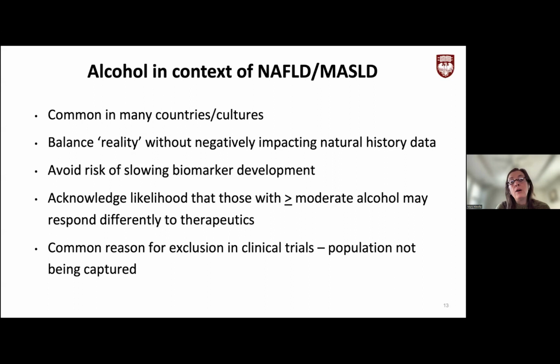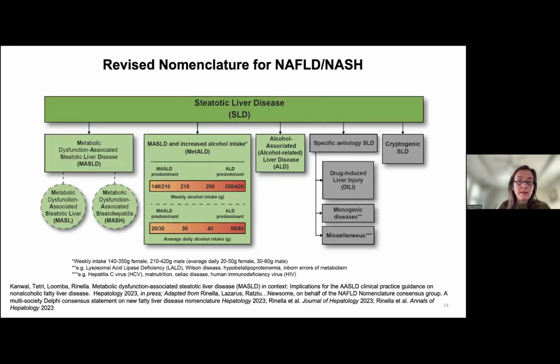With respect to the role of alcohol, it is quite important. Many countries and cultures regularly drink alcohol and have it as part of their social fabric, and we'll be hearing a little bit more about this later. We wanted to balance reality without negatively impacting natural history data. We wanted to avoid the risk of slowing biomarker development, and we wanted to acknowledge the fact that those with more than "moderate" alcohol intake may respond differently to therapeutics. And again, this is a common exclusion for clinical trials, and this population had not been previously captured.